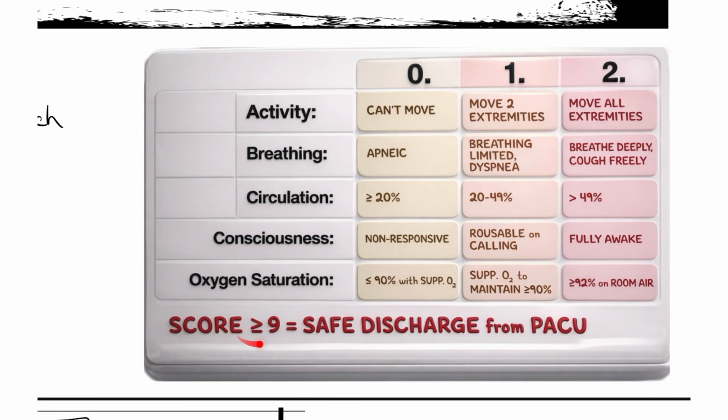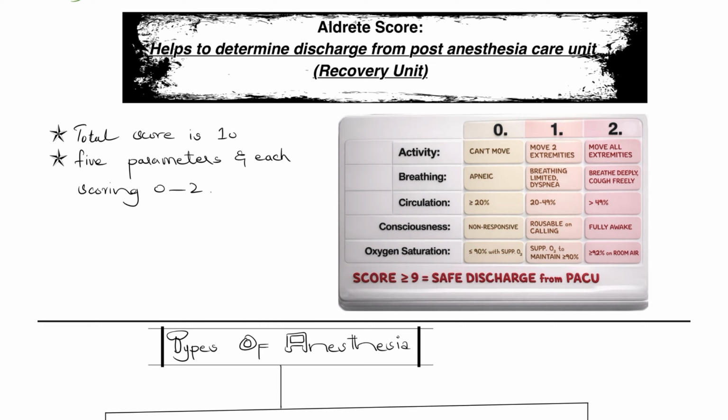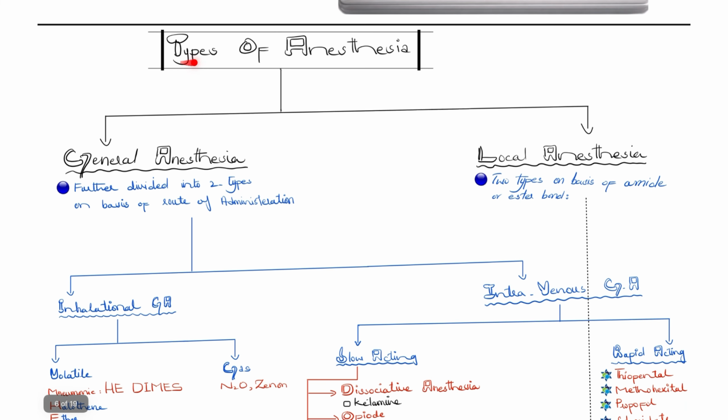So if the total score is equal to 9 or more than 9, the patient is safe to be discharged from the post-anesthesia care unit or recovery unit, and you can send the patient to the ICU or ward for further look after. Now let's talk about types of anesthesia.